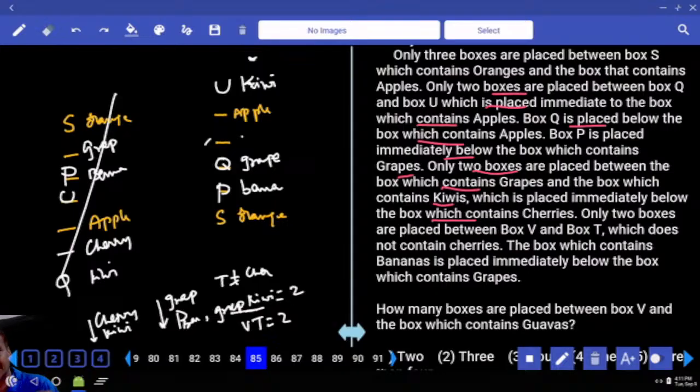Cherry and kiwi. Cherry is immediately above this kiwi, cherry is here. Sarvena? Then 1, 2, 3, 4, 5, 6 were done. 7. What is left over? Guava is a fruit that is left over.